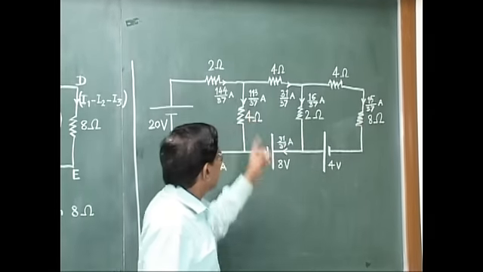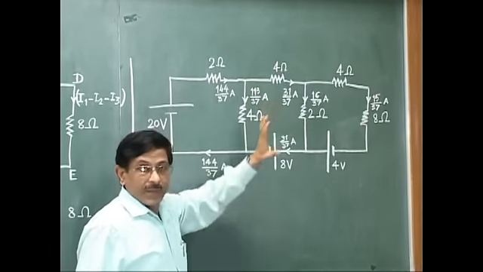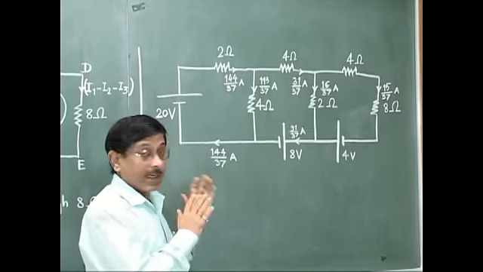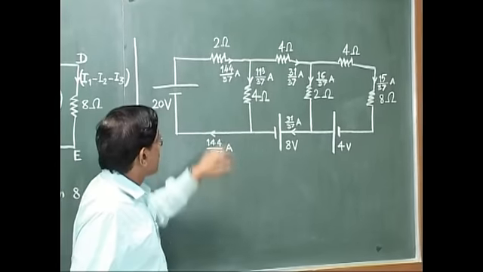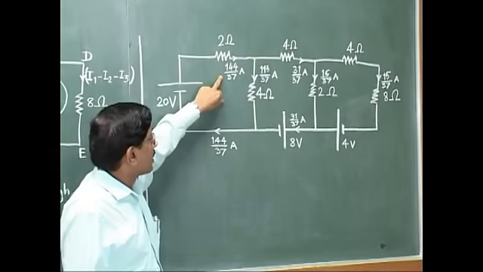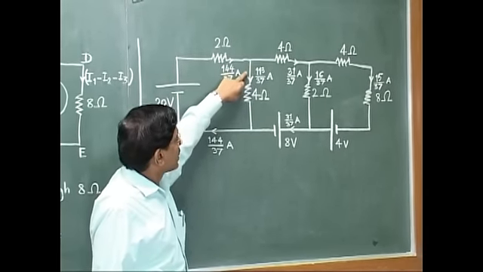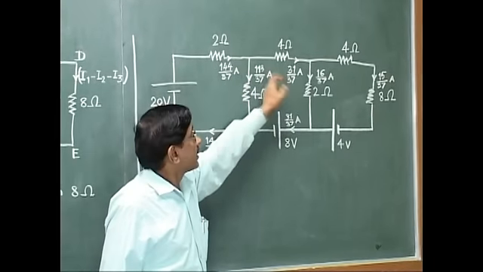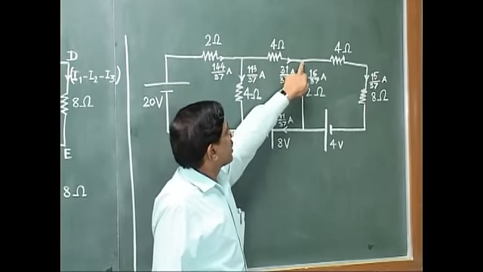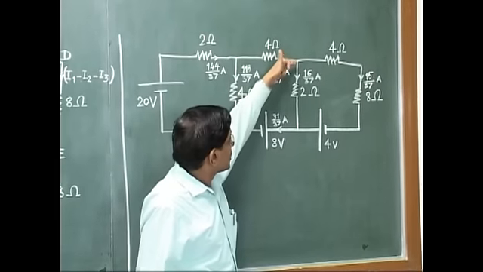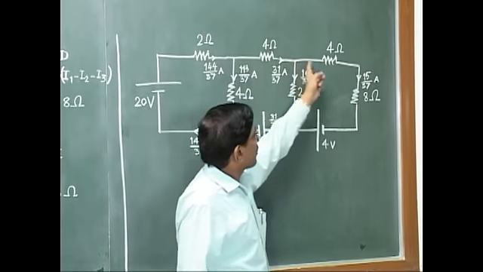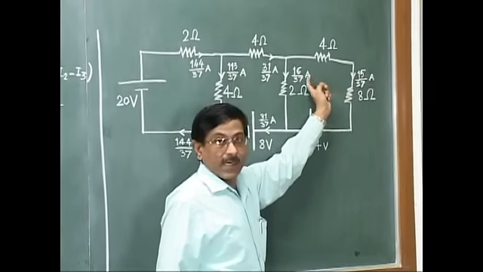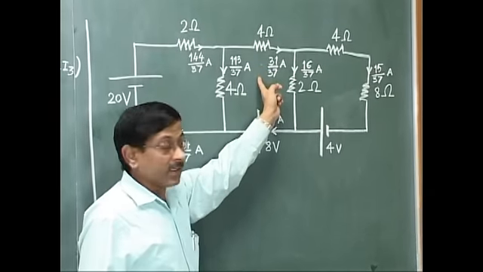Now you will find that at any node, Kirchhoff's first law will be valid. We will just check with the values. Out of 144 by 37, 113 by 37 comes down, so the difference is 31 by 37 that goes ahead. Then out of this 31 by 37, 16 by 37 comes down and 15 by 37 goes ahead. See, both these outgoing currents, their addition must be equal to 31 by 37.